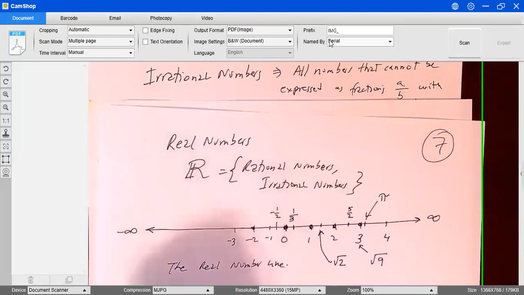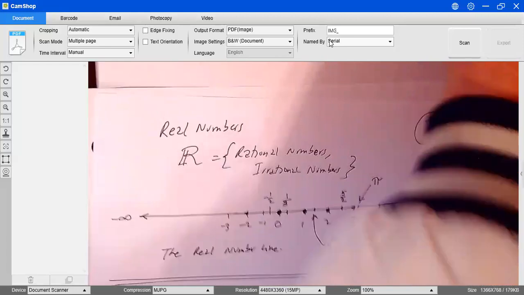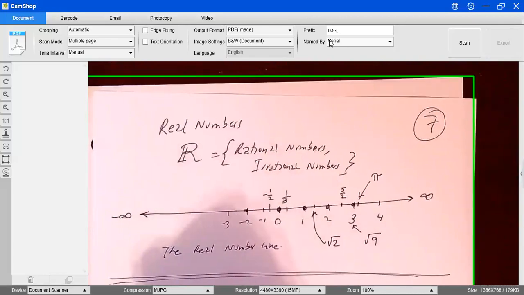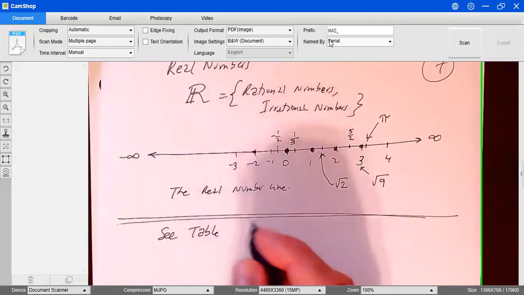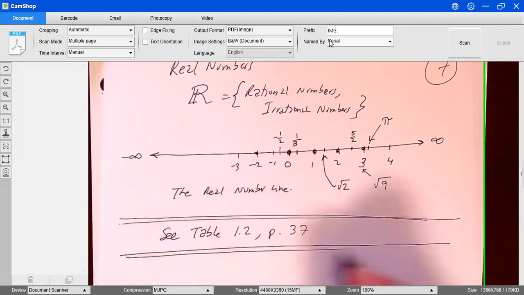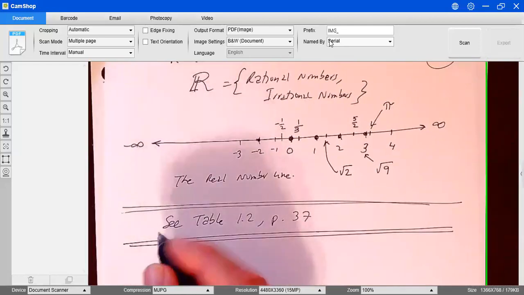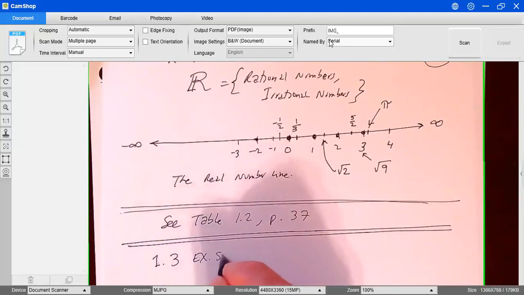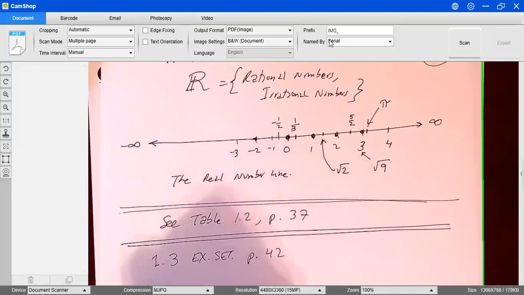So you have now to solve some problems for the assignment corresponding to this chapter. And if you have time, just check table 1.2 on page 37. So this is something that you need to do. I'm not going to talk about that now. So you just need to solve one problem from the 1.3 exercise set, page 42. You're going to solve problem 34.